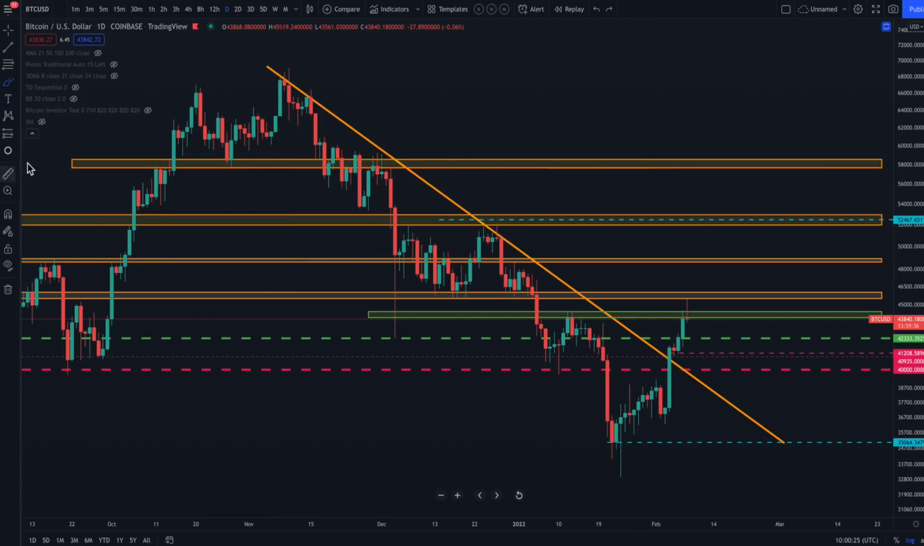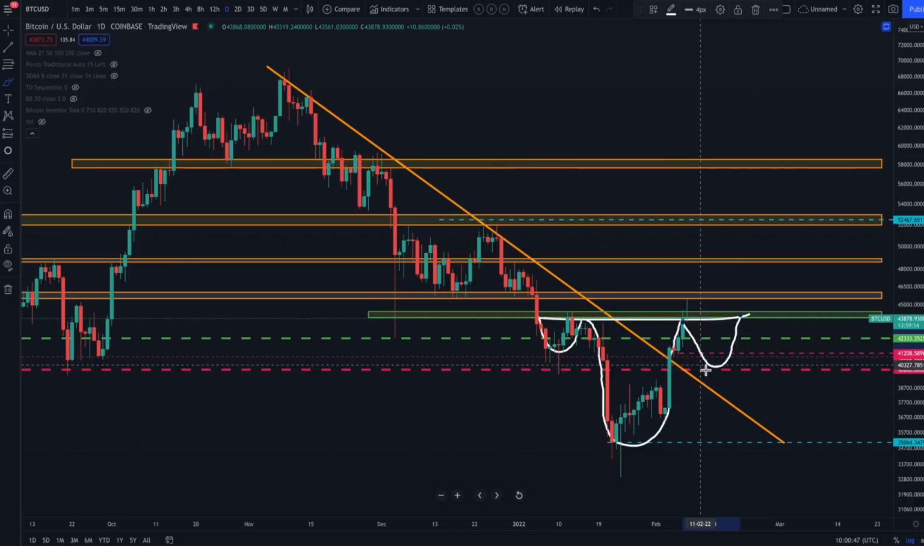Now in yesterday's video, I also gave you this neckline here, this green neckline, a signal that we may be forming a head and shoulders pattern here. And I said that at this point, we could form a right shoulder here. So this is the potential, and this is definitely on the table.